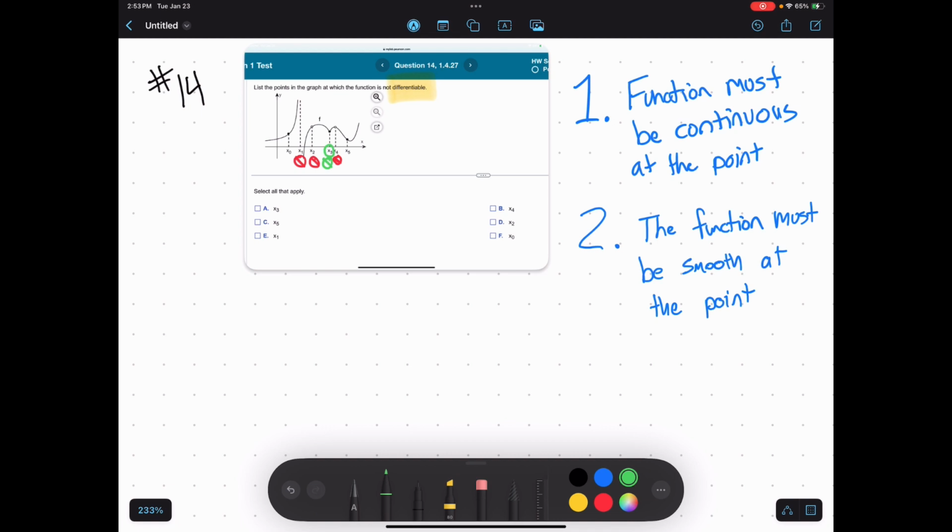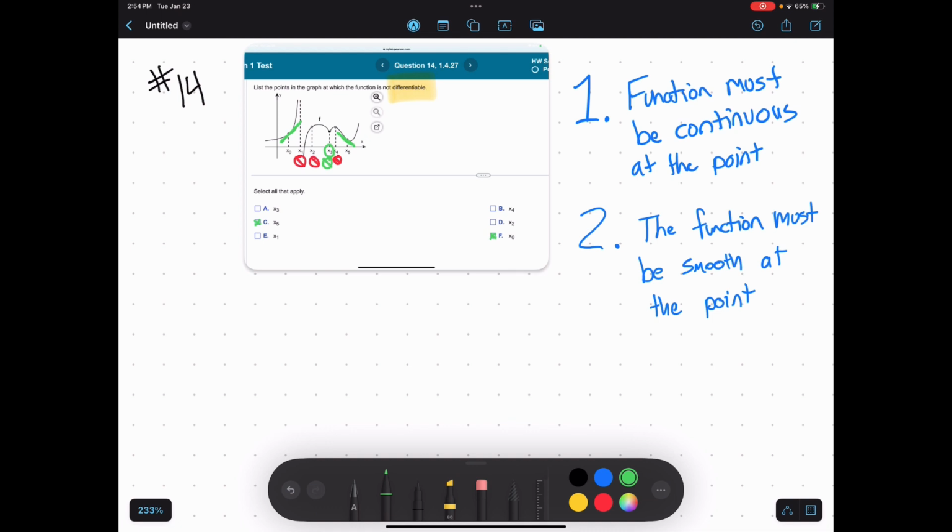Yes, you see the closed dot. Is my function smooth at that point? Yes. If I wanted to, I could draw a tangent line. I could draw tangent lines at both of those points. Therefore, my function is differentiable at both of those points, x0 and x5.